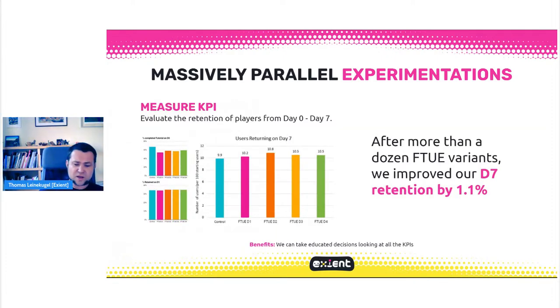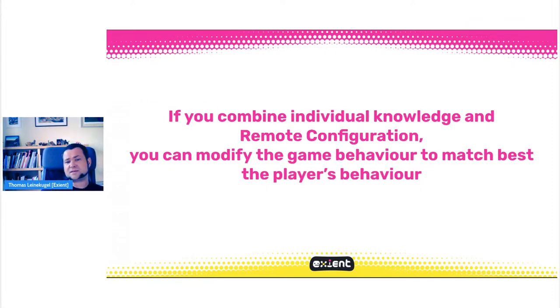Every time you take the best one, you look at new variants on this one, you do that again, and you push that, and you push that. And we found one, the one that basically was with the animated instructions and with having all the FTUI levels in a row, so you don't go back to the main menu during the FTUI. That was the best one. And looking at our KPIs, it gave us basically a 1.1% gain on the seven-day retention, thanks to that lot of FTUI A/B tests. But now let's go to the next step.